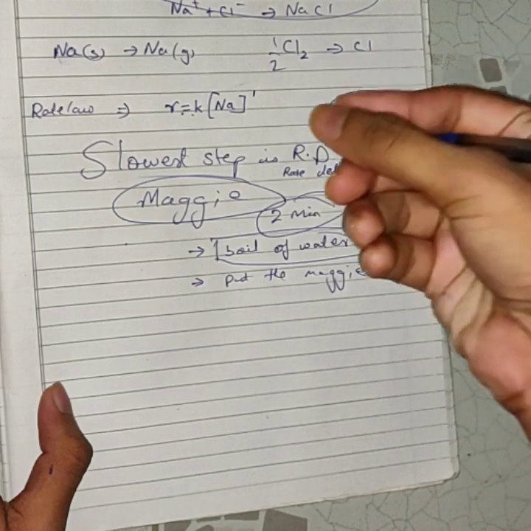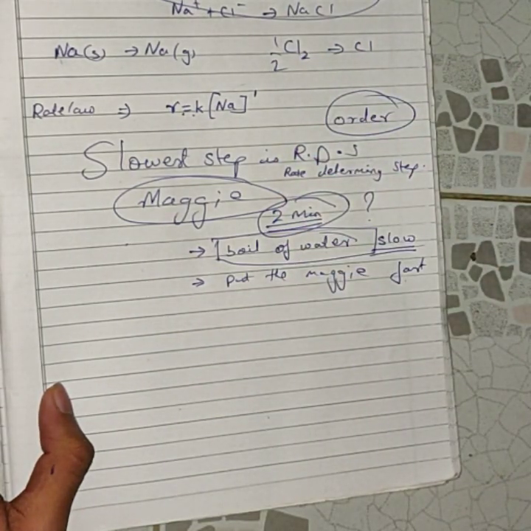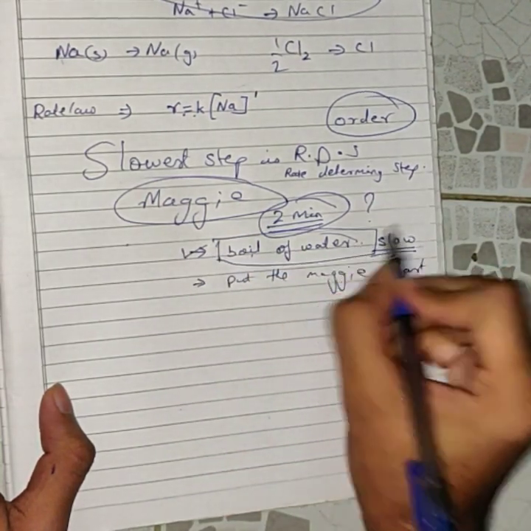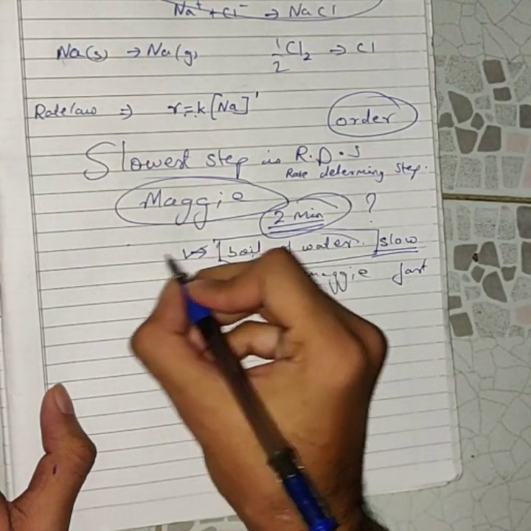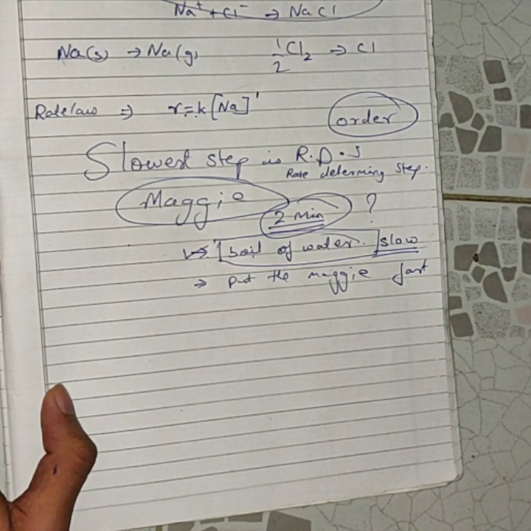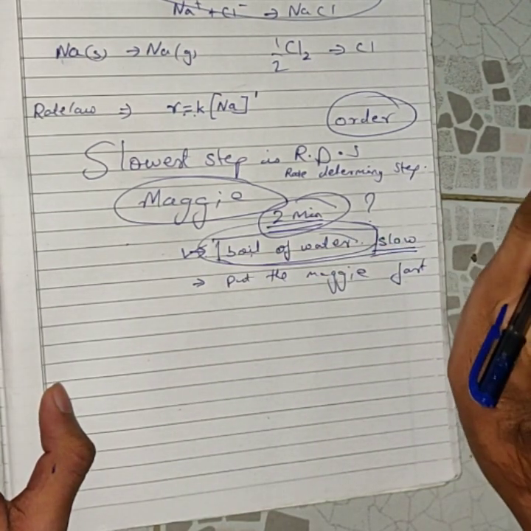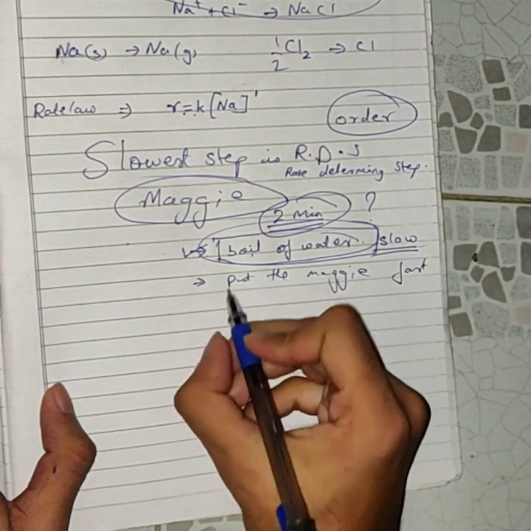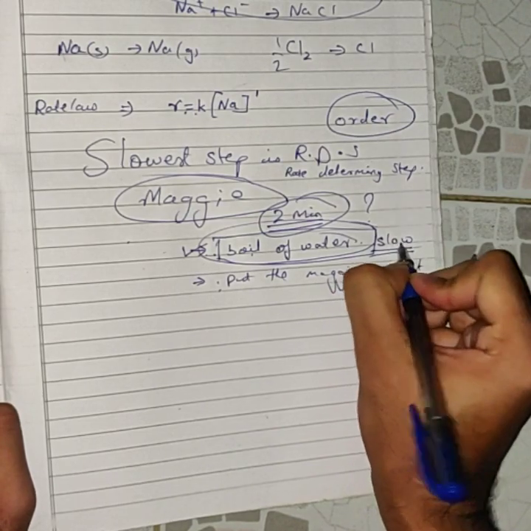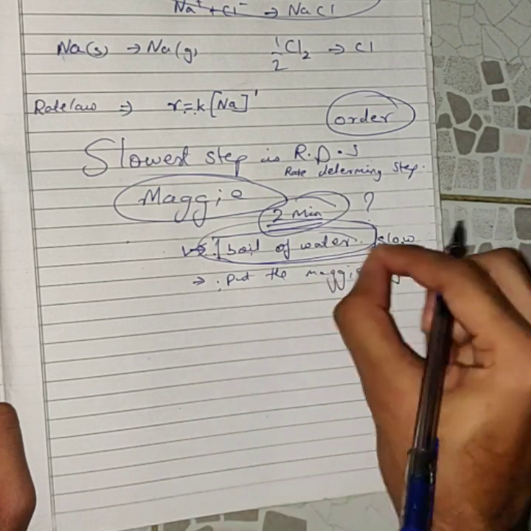Okay, once the water boils, it hardly takes 2 minutes, and once the water boils, you put the Maggie and Maggie is prepared, and that is why it is known as 2 minute preparation. Okay, so that means boiling of water is the first step, which is the slowest step, and hence the ad says it's 2 minutes Maggie. So the rate is determined by the first step, that is the slowest step.